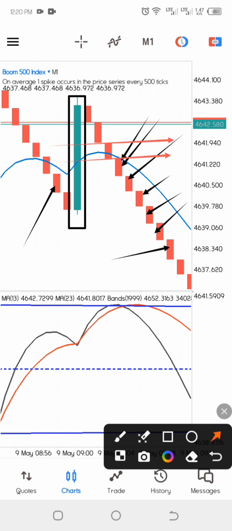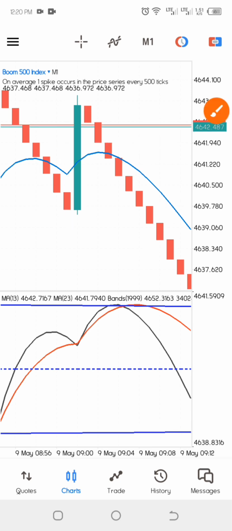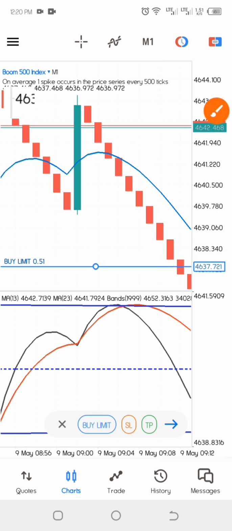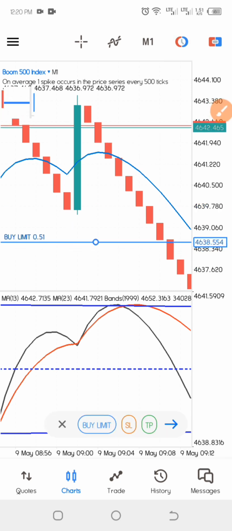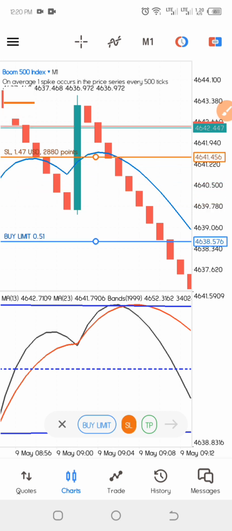Within the candles, the candle that breaks below the moving average is where our stop loss will be. Now let me use this as an example. Let's say we enter for our sell right at this area, and our stop loss will be right at this area where the price broke from.